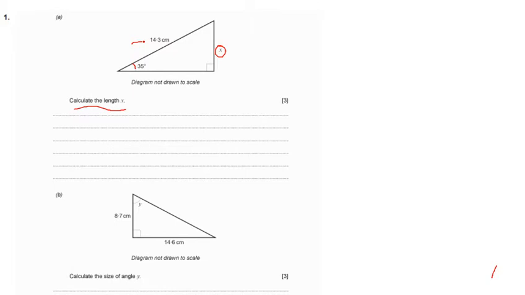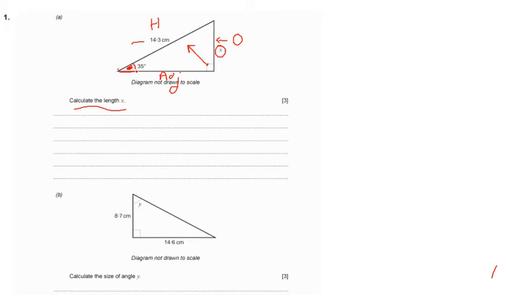The first thing in trigonometry always is to label the sides. As this is the angle in question, the opposite side to that angle is this one here, so I'm going to put an O there. The hypotenuse is the longest side, so I'm going to put an H there. Don't forget the hypotenuse is always the one opposite the right angle as well. And this is the adjacent side here, which is the side that's adjacent to the angle in question.